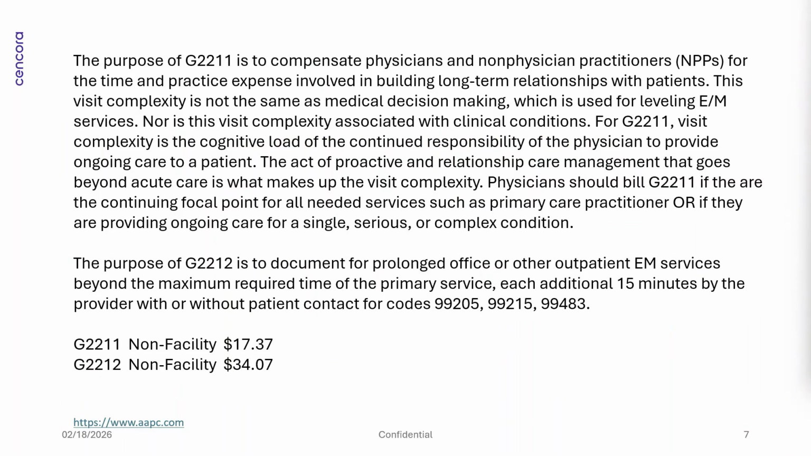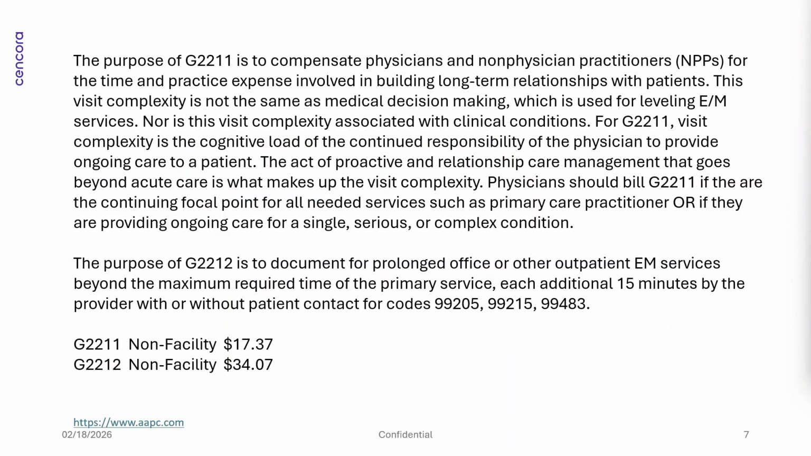Now, these providers are going to be the continuing focal point for all the needed services. So those primary care practitioners, they should be really looking at that code. Or if you are providing ongoing care for a single serious or complex condition, like oncology, any of those diagnoses, you can also bill that code. And the national rate of reimbursement for G2211 is $17.37, and that's non-facility. So, that's not bad. If you're doing all that work, you should bill that and get paid for it.